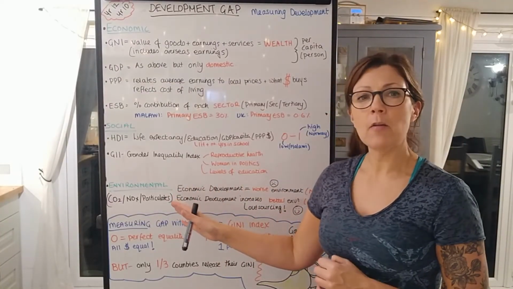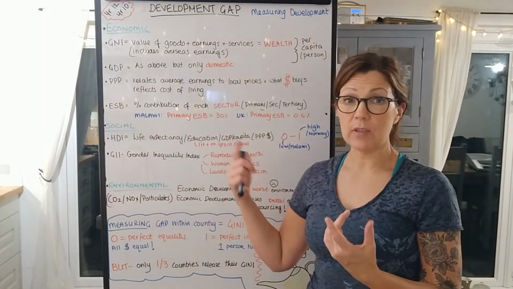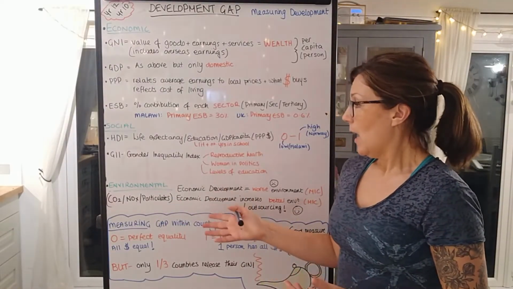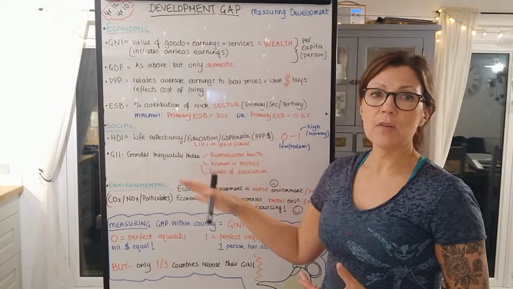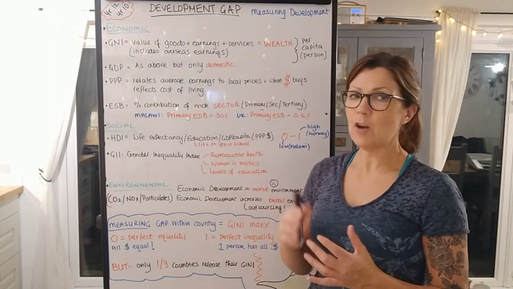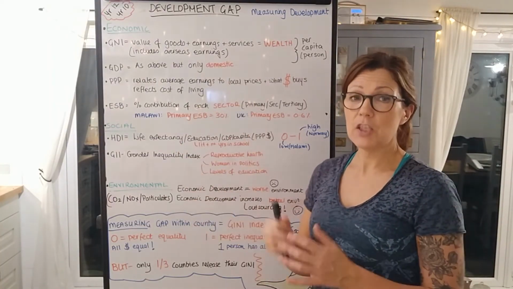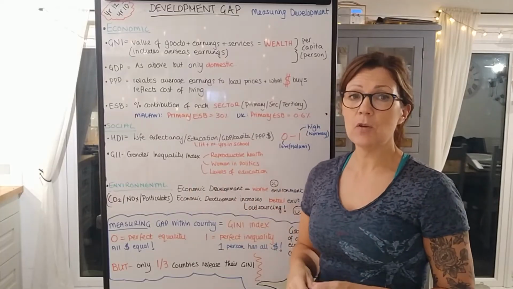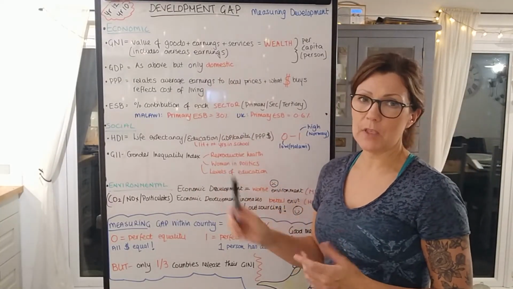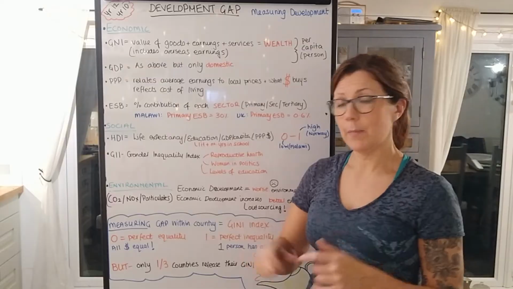So we can use environmental indicators to look at levels of development. I would suggest that lots of these can be used in conjunction with each other, because obviously not every country will fit into this. So we need to look at multiple indicators in order to see whether that country is developed or not, and therefore what the development gap is.